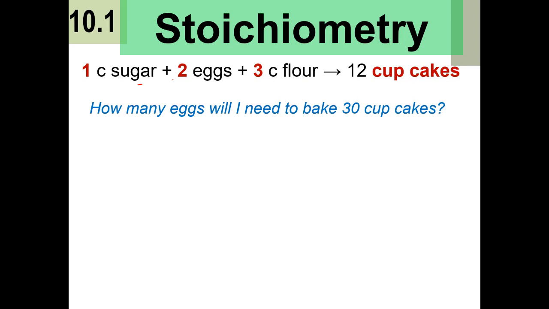So let's try dimensional analysis to solve this, okay? Now, dimensional analysis, remember we start by identifying what our given is, what our starting amount. And in this case, the starting amount is 30 cupcakes. That is our given. And what is the unknown in this problem?